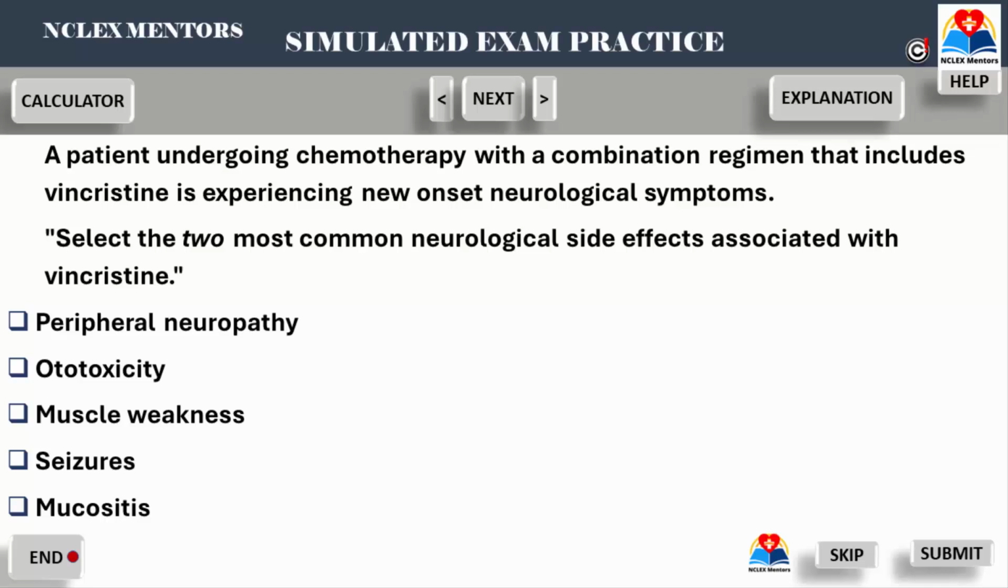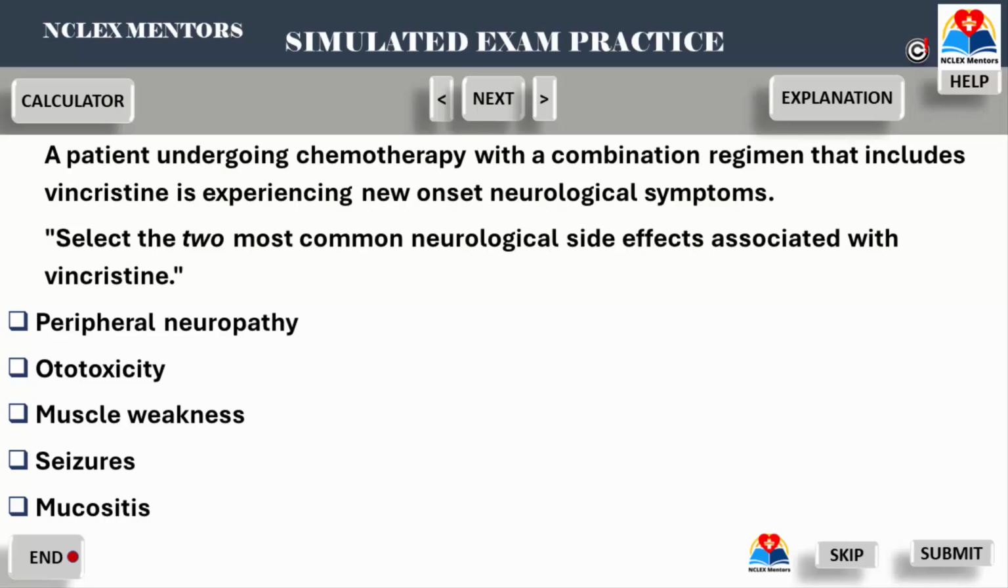Now imagine this. You have a patient undergoing chemotherapy. Their regimen includes vincristine, and suddenly they start showing neurological symptoms. That's a red flag. So here's the question. Select the two most common neurological side effects associated with vincristine. Let's go through the options. Peripheral neuropathy, ototoxicity, muscle weakness, seizures, mucositis.